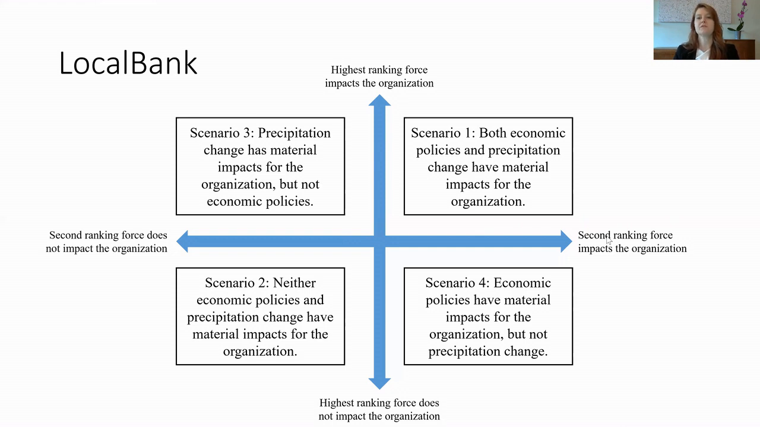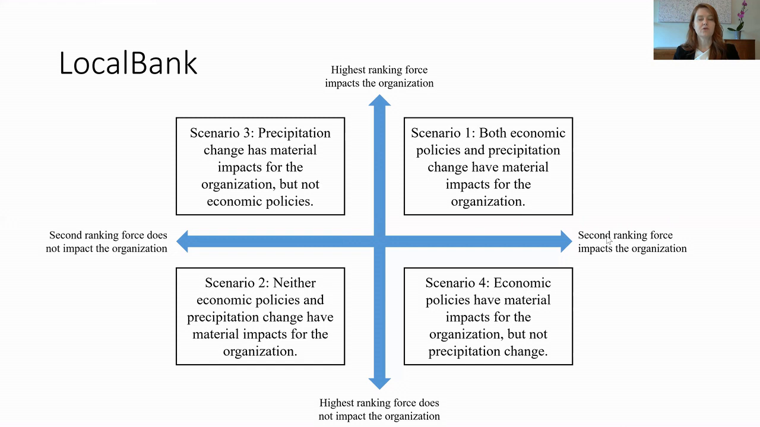In the top right-hand corner, we have scenario 1. Here, and this is where we start to impose probability on the forces, you need to assume that both the highest and second highest ranking forces are in play. So here, both economic policies and precipitation change have material impacts for local bank. Scenario 2, in the bottom left corner, assumes neither of them are in play. Now this scenario usually looks most like business as usual, but it doesn't make it any easier to write. So scenario 2 assumes neither economic policies nor precipitation have material impacts for local bank.